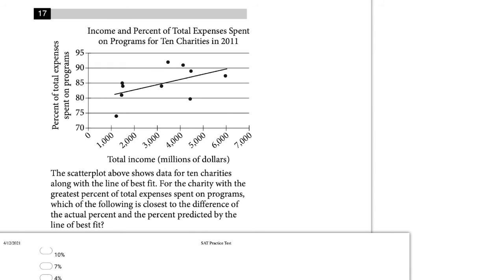Somebody asked about this one in class, and I talked to them one-on-one because, first of all, what is a scatter plot? And what do they mean by a line of best fit? A scatter plot is just when you get a table of values, and you just graph them, just plot those points. In this case, they're graphing total income as the x, and the y value is percent spent on programs or charities. So that's your percent.